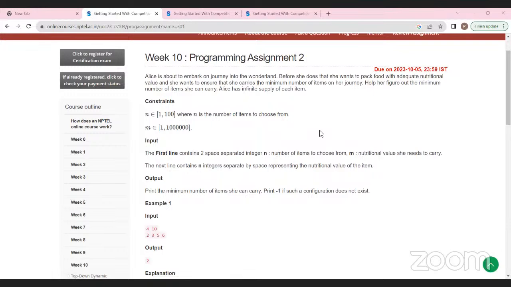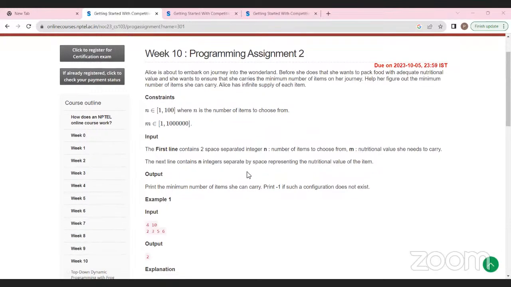The input format is like there are two space separated integers n and m. N is the number of items to choose from. M is the nutritional value of all the items you can carry. The next line contains n space separated integers, giving the nutritional value of each of the items.